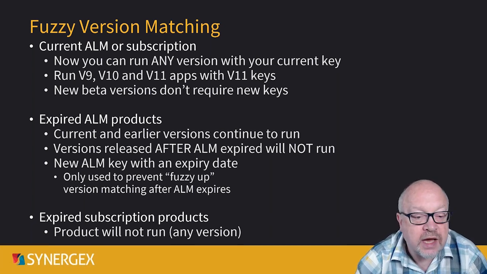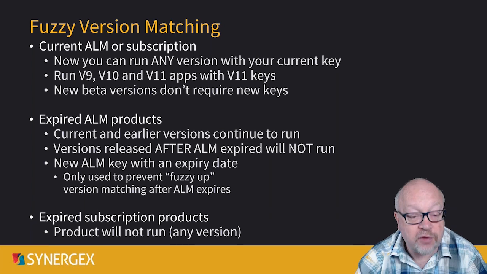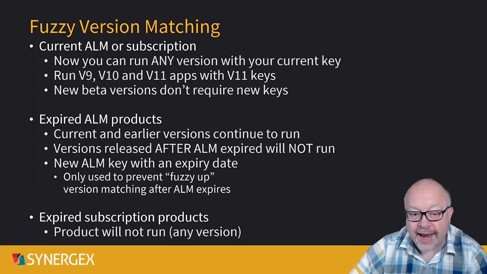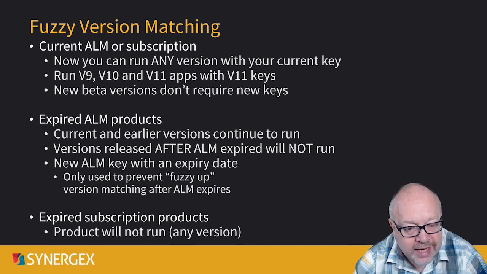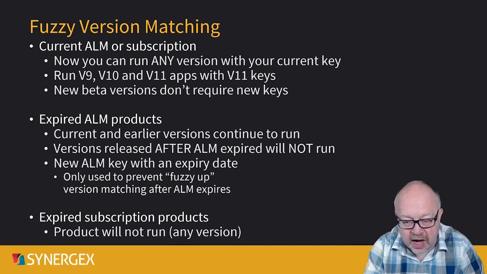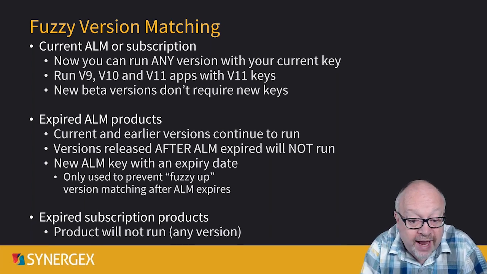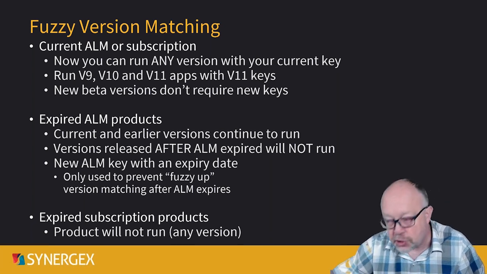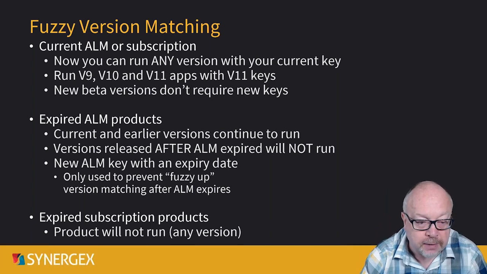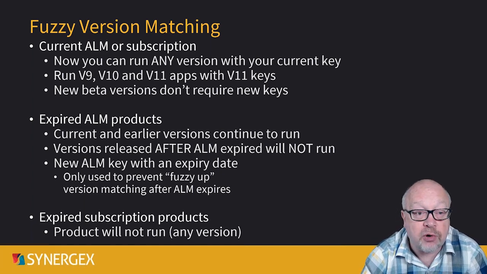Okay, that expiry date is not used to prevent any of your existing version products from running. It's used to implement what we call the fuzzy up logic that allows you to run later versions with earlier version keys. So if you're in an ALM scenario, your right to run the software ends with the version that's in place when your ALM expires. And this expiry date on that ALM key ensures that you can't install the next version and do that fuzzy matching. Obviously, expired subscription products are expired. The product will not run with any version at that point.